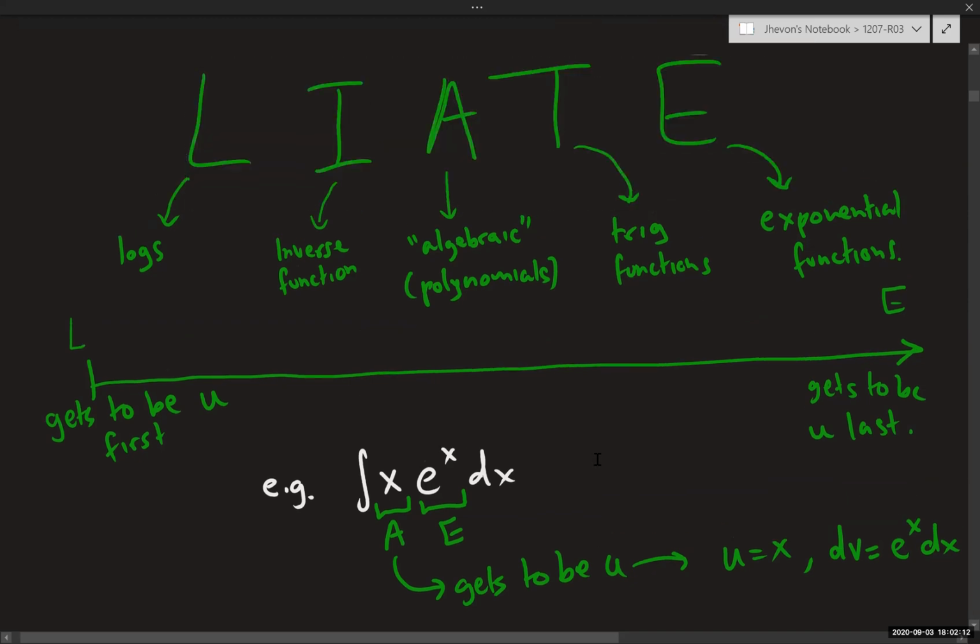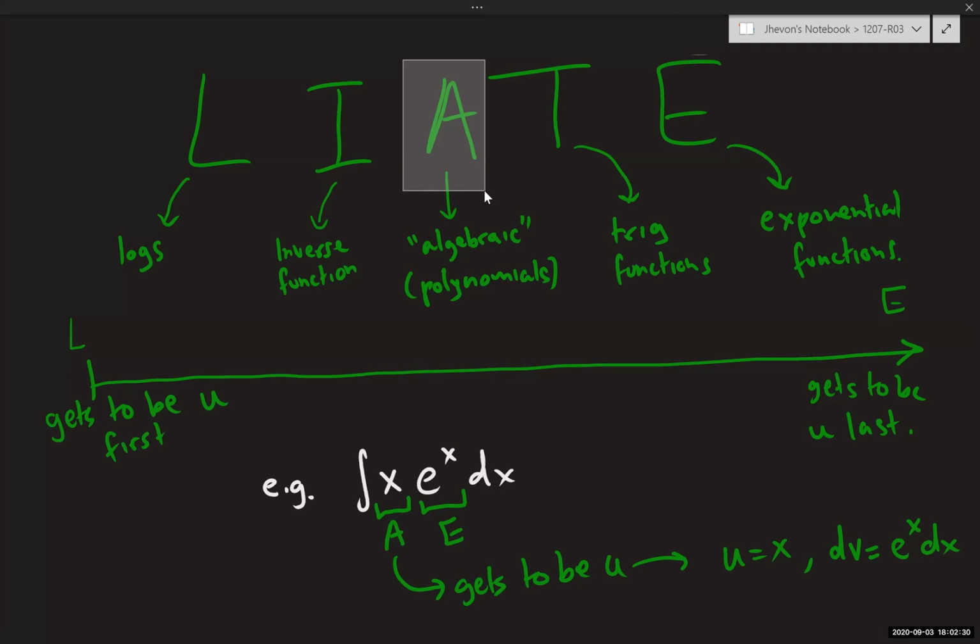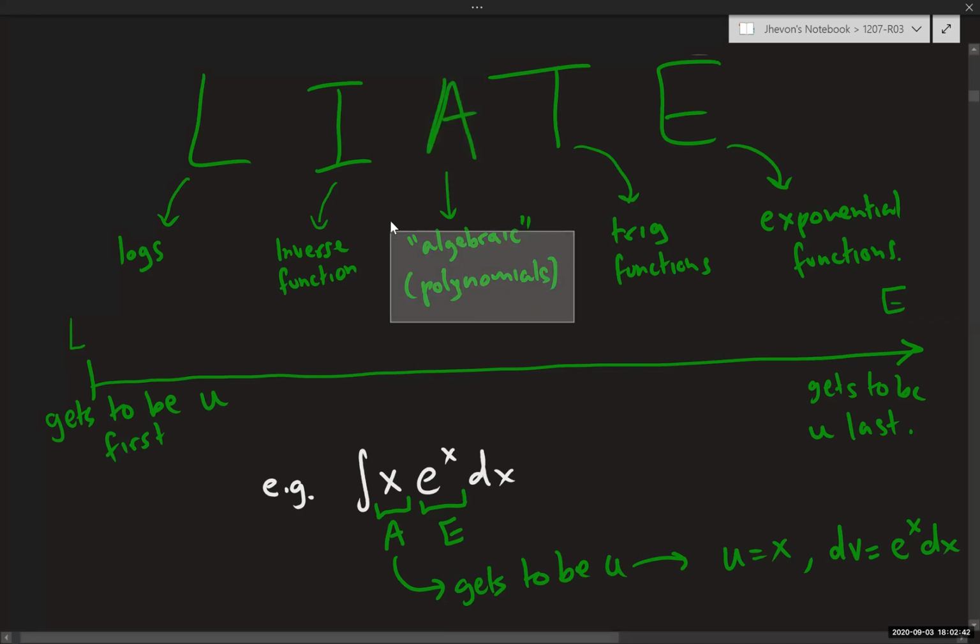Question. Yes. I learned it LIPET. So if you have a problem with trig and exponential functions, how would you decide? That's because that's here. Your P would just be here, right? Oh, right. Sorry. But some people don't like the sound of LIPTE. It sounds very weird, right? So some people put an A in place of the P. Right. So algebraic means polynomials. So P in that sense is the same.